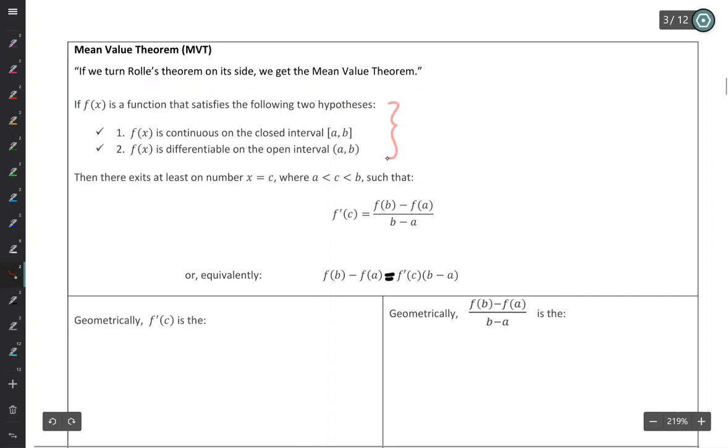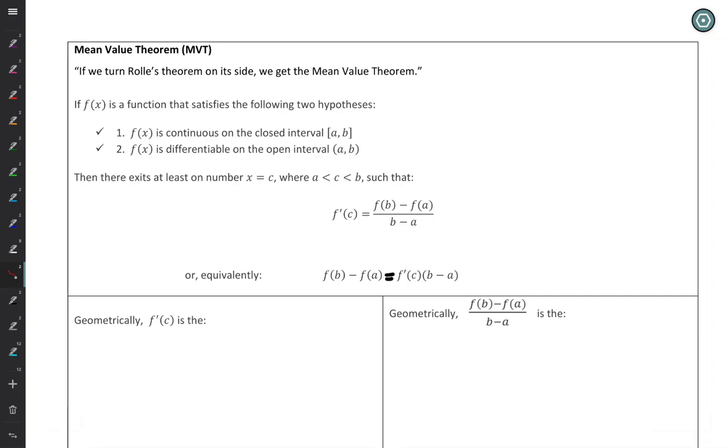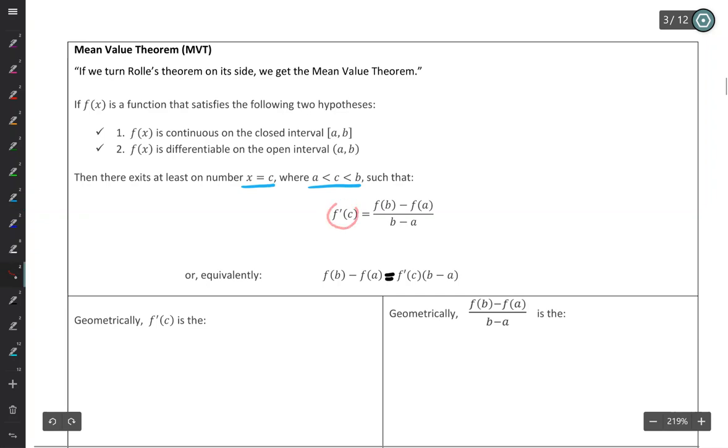If a function satisfies these two hypotheses, it's continuous on the closed interval, a less than or equal to x less than or equal to b, and differentiable on the open interval, a less than x less than b, then there's got to exist at least one x value, x equals c, in that open interval, such that the derivative there is equal to f of b minus f of a all over b minus a. Equivalently, if I multiply both sides by b minus a, I get this statement.